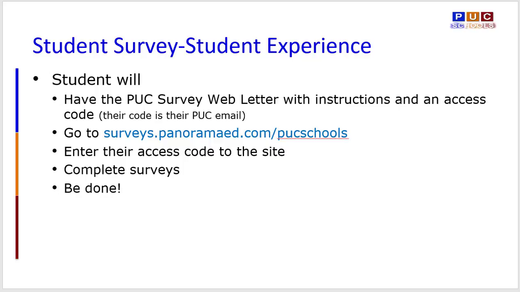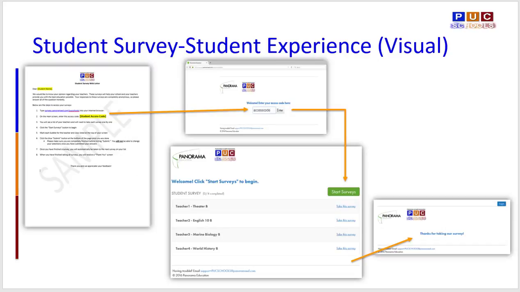What that looks like visually is something like this. Students will have the PUC survey web letter, which includes their access code. They will enter that access code in the Panorama website. They will start their surveys and complete their surveys. At the end, they will have a little thank you screen saying they have completed all their surveys. Just a special note: students who were identified in your inclusion specialist caseload will see a survey for the inclusion teacher as well as their gen ed teachers on the same screen here.